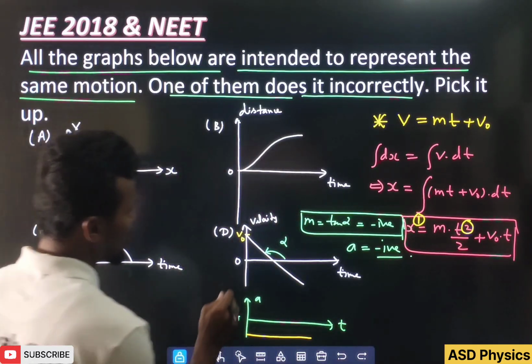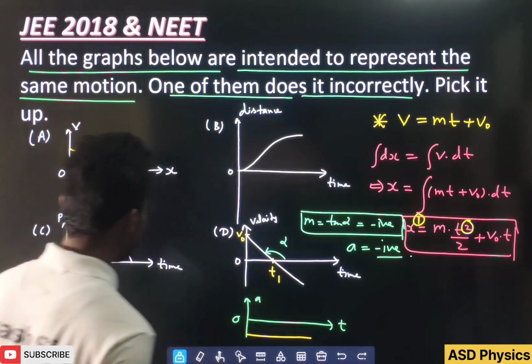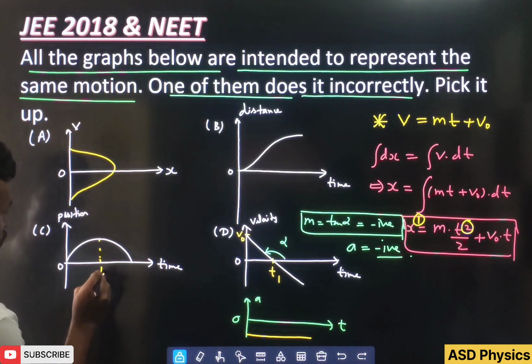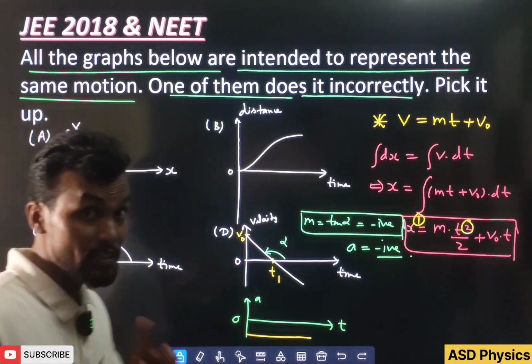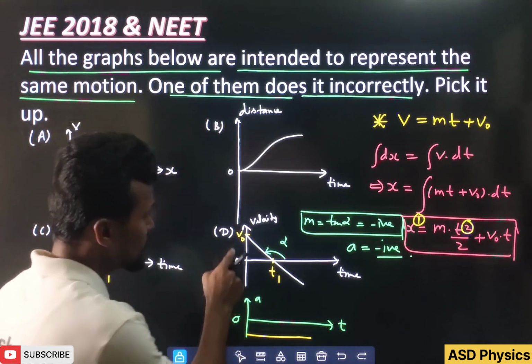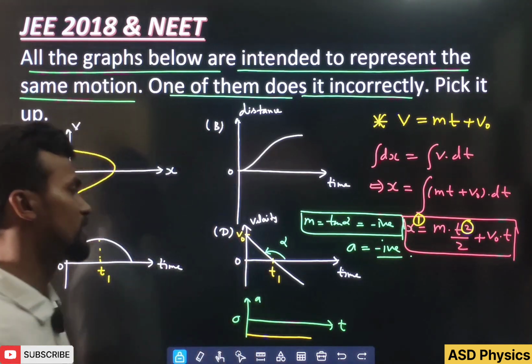So if we talk about, let's take for example, 0 to t1, what is happening here? Even if we see from another point also, the velocities keep on, what is happening here?